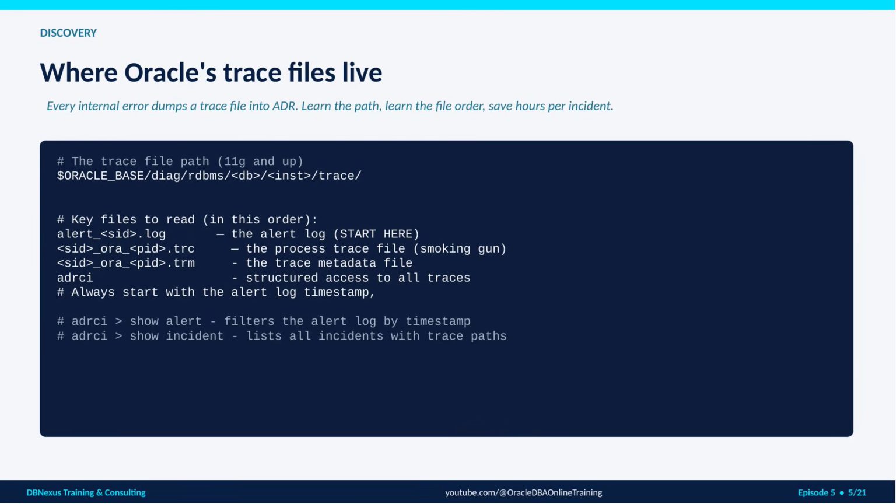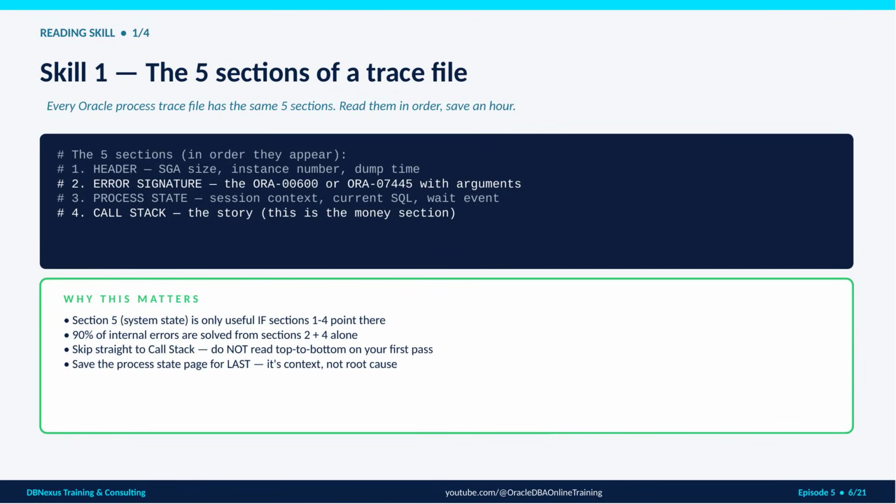Skill number 1. Every Oracle process trace file has the same 5 sections. Learn them once, save an hour per incident. Section 1, header: SGA size, instance number, dump time. Boring, but tells you which instance blew up. Section 2, error signature. This is the money. The ORA-600 or ORA-7445 with all the arguments. Copy this section.